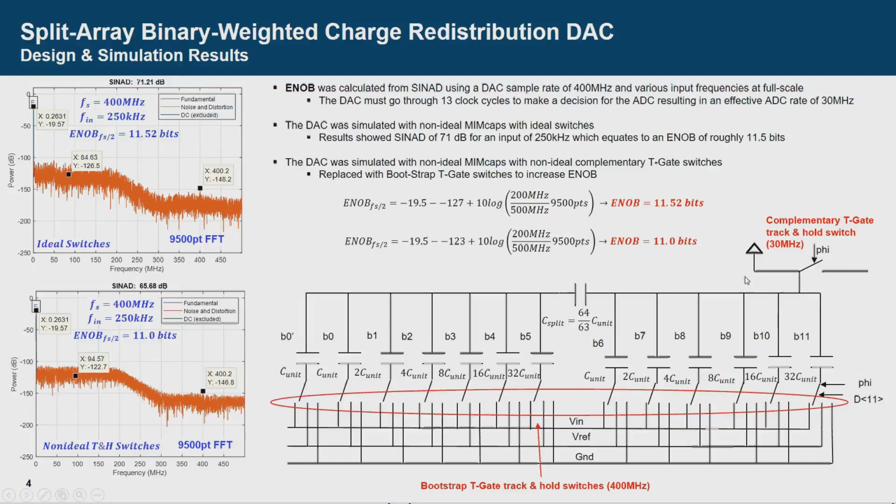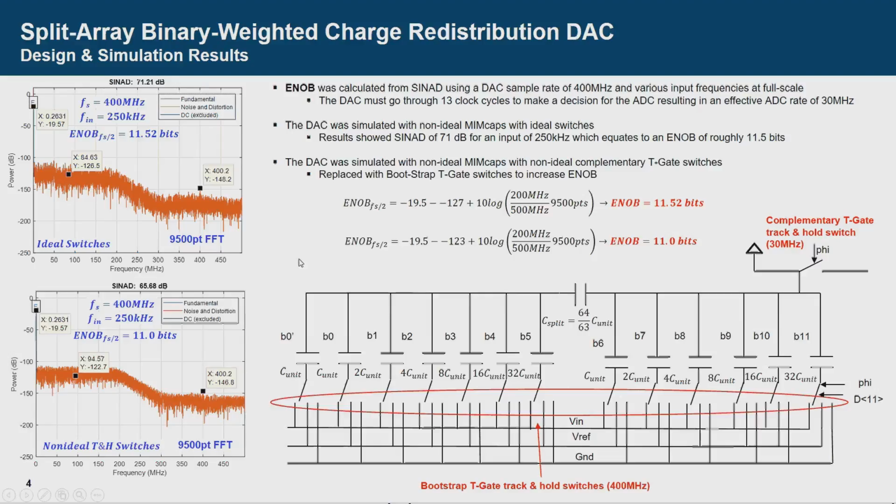The DAC at the top, which leads out to the comparator, is using a simple complementary T-gate track and hold switch running at 30 megahertz. The other switches down here driving the capacitors are bootstrap, which are running at 400 megahertz. They have to run at 400 to achieve an effective SAR ADC rate of 30 megahertz.